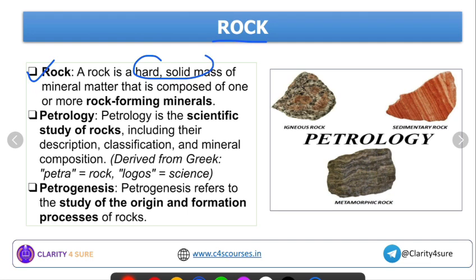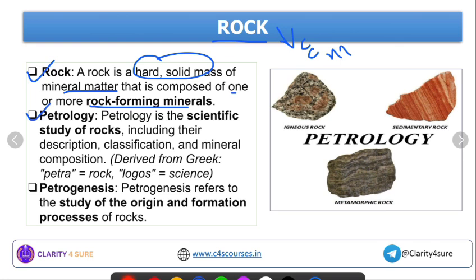So what is a rock? A rock is a hard solid mass of mineral matter that is composed of one or more rock forming minerals. It is nothing but the combination and composition of minerals.